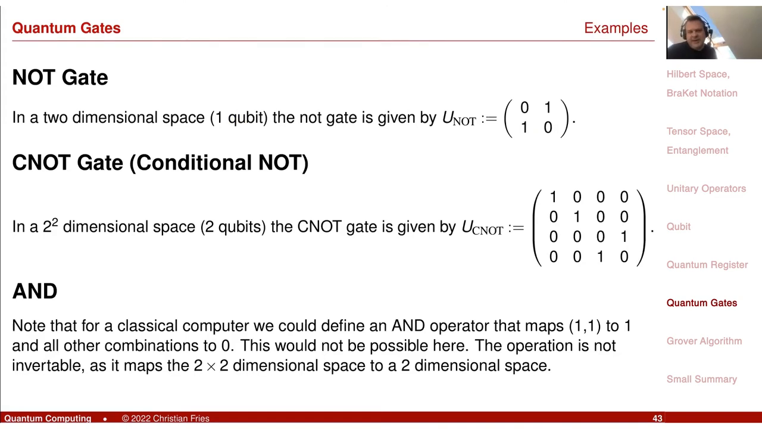Some simple examples for such quantum gates. Quantum gates are just unitary operators, the corresponding thing to a classical computer. The NOT gate operates on a single qubit, and it maps 0 to 1 and 1 to 0. So it just flips the coefficients of a superposition state. If you write it as a matrix in your basis, ket 0, ket 1, it's just the matrix 0, 1, 1, 0. That's a unitary operator. It will map ket 0 to ket 1, and ket 1 to ket 0. If you apply it twice, you get the identity.